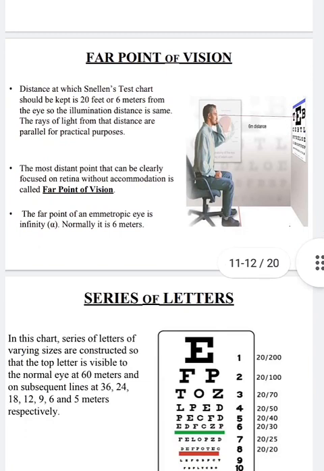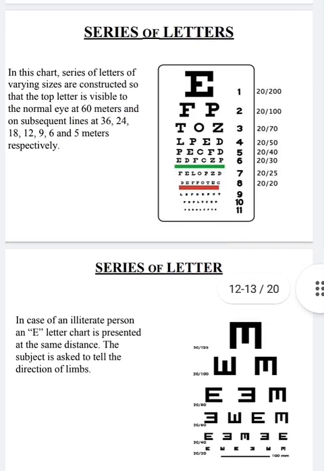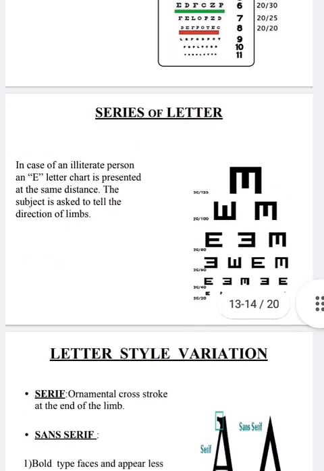Series of letters. In this chart, letters of varying sizes are constructed so that the top letter is visible to the normal eye at 60 meters, and the subsequent lines at 36, 24, 18, 12, 9, 6 and 5 meters respectively. In the case of an illiterate person, an E-letter chart is presented at the same distance. The subject is asked to tell the direction of the limbs.